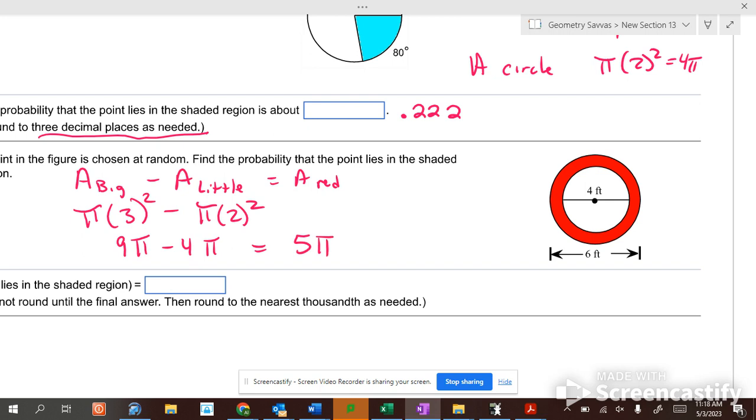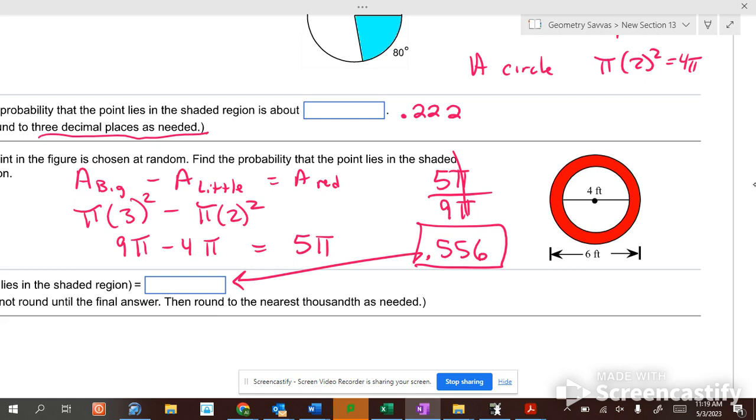So to find the probability of hitting it in the red, we take the area of the red, 5 pi, divided by the area of the whole thing, which is 9 pi. What can happen to our pi's? Cancel. And so we get 0.555, but if we round to the nearest thousandth, it's 0.556. Okay? All right.